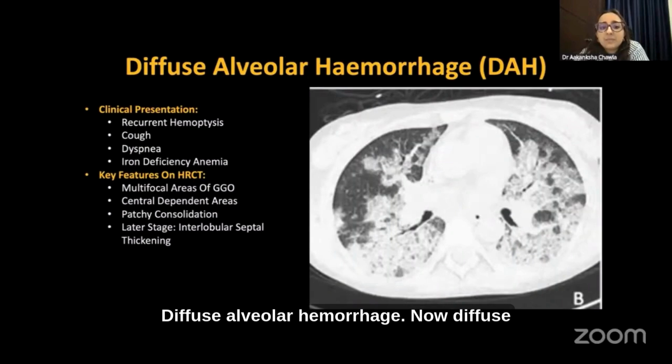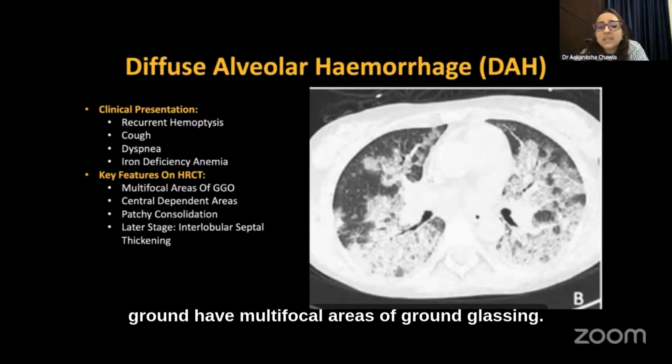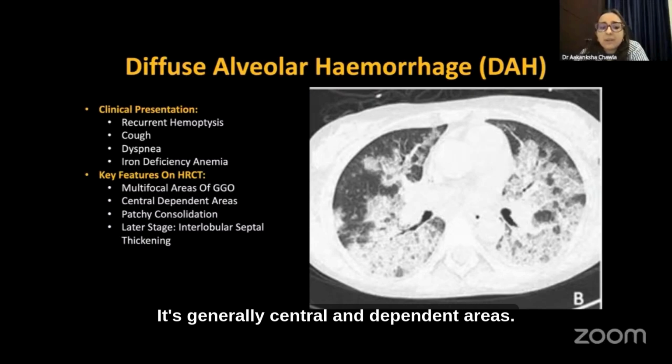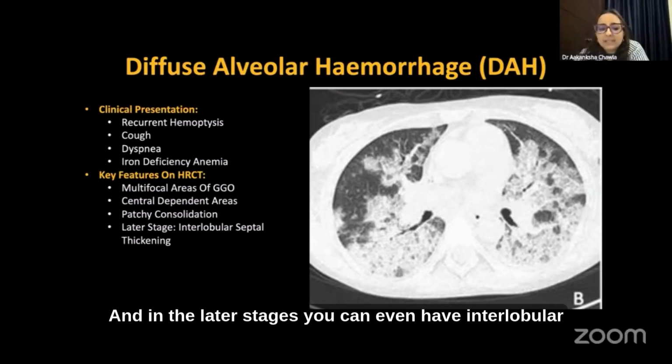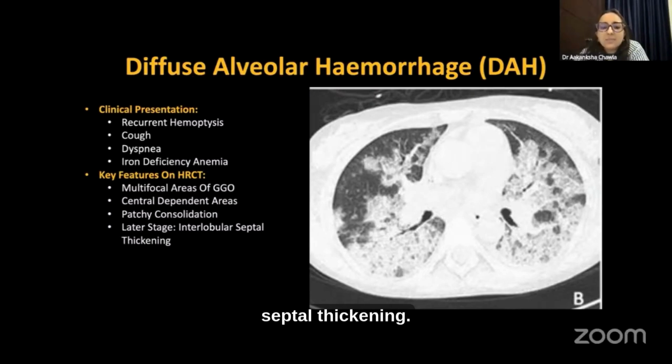Diffuse alveolar hemorrhage would have multifocal areas of ground glassing. It's generally in central and dependent areas. The patient would have recurrent hemoptysis, would present with cough, dyspnea, and can have iron deficiency anemia. And in the later stages, you can even have interlobular septal thickening.